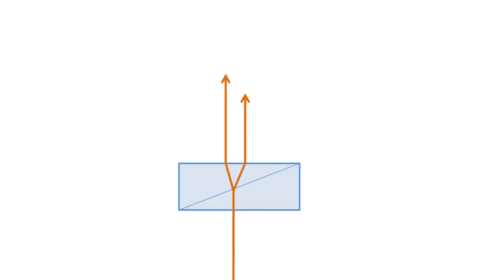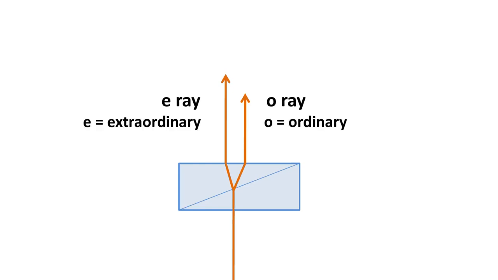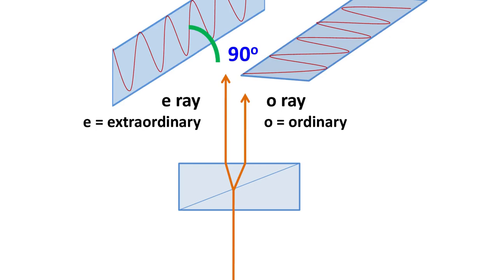Nomarski prism. The Nomarski prism splits the incoming ray of light into two parts. One of them is known as the E-ray, or the extraordinary ray, and the other is known as the O-ray, or the ordinary ray. The difference between the E-ray and O-ray is that the electric field vectors are oriented 90 degrees with respect to one another. What I mean is, if the E-ray has electric field vectors oscillating vertically, then the O-ray will have electric field vectors oscillating horizontally.